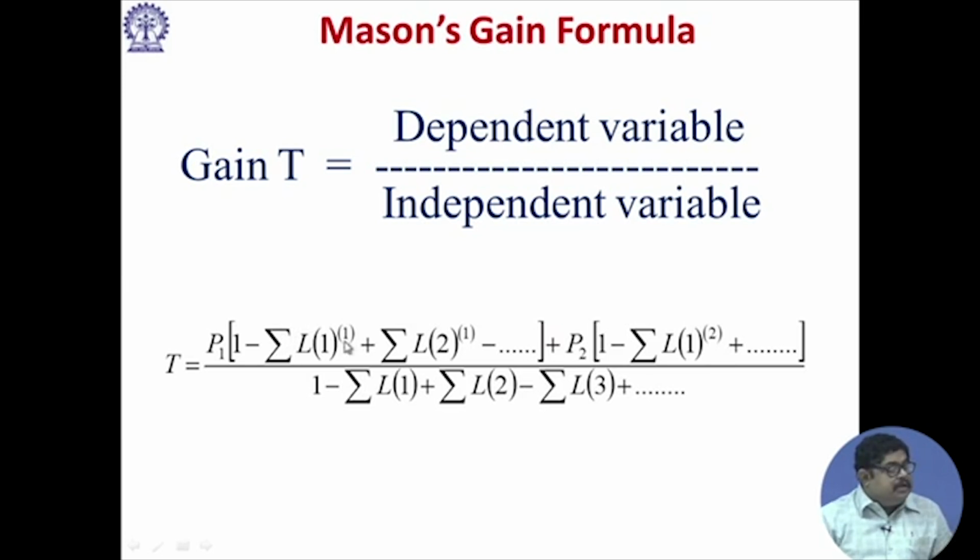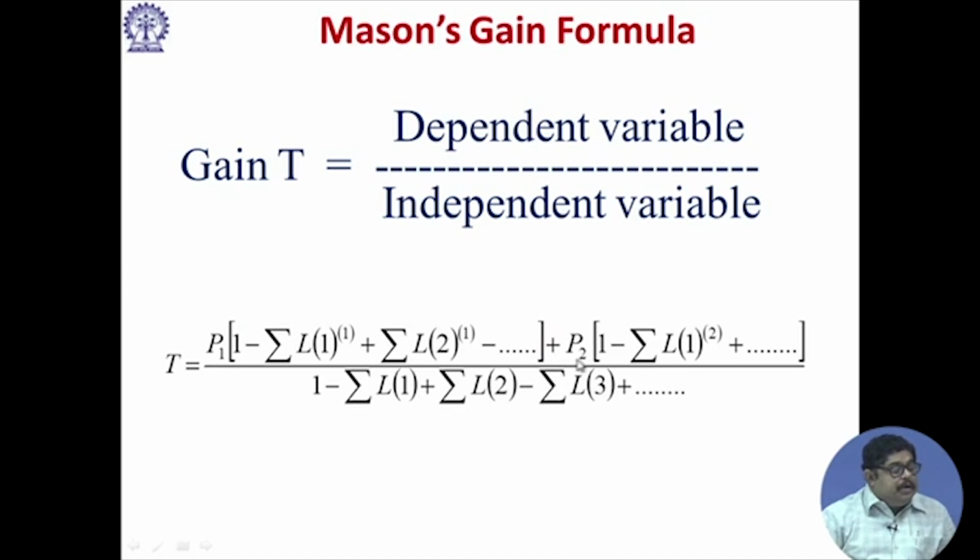So, there may be several such. Similarly, all second order loops not touching path 1, all third order loops not touching path 1, all fourth order loops not touching path 1, etc. And the sign you see, minus, plus, like that. Then path 1 is closed.